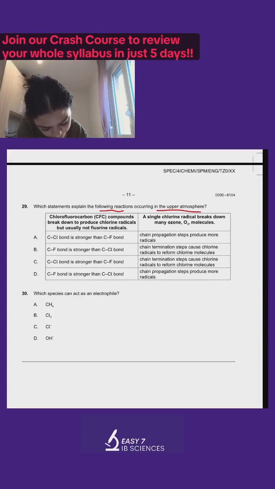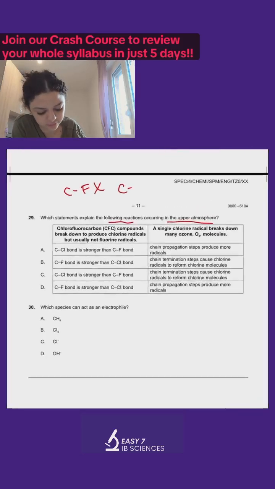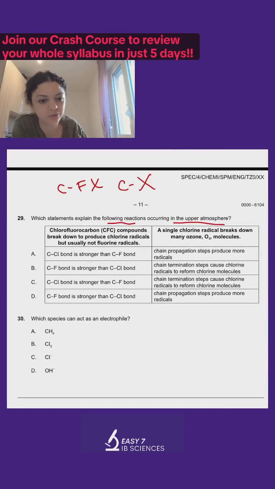So, the chlorofluorine compounds break down to produce chlorine radicals, but usually not fluorine radicals. Why is it not fluorine radicals? Again, it's a bit annoying to tell you this, but usually I teach my students that you will never see fluorine radicals. If you ever see them reacting in a homolytic fission, it's way too strong.